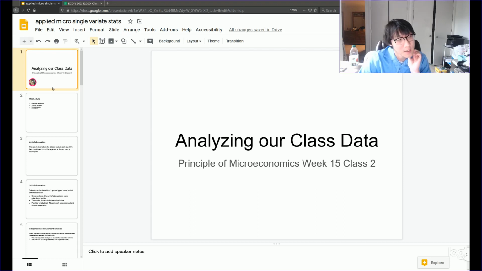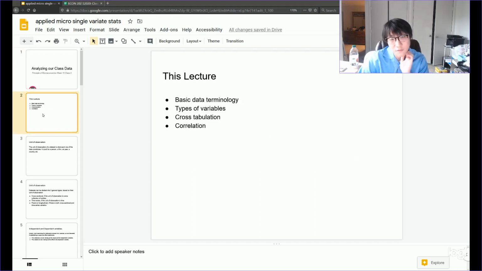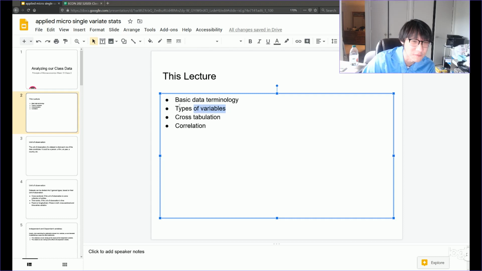This class we're going to be learning the basics of how to analyze our class data and analyze some other data sets as well. Okay, so there's a couple of things that I want to talk about. First of all, I want to go over some basic terminology that is helpful when you're working with data. I want to talk about some different types of variables. And then we're going to discuss two techniques, cross-tabulation and correlation.